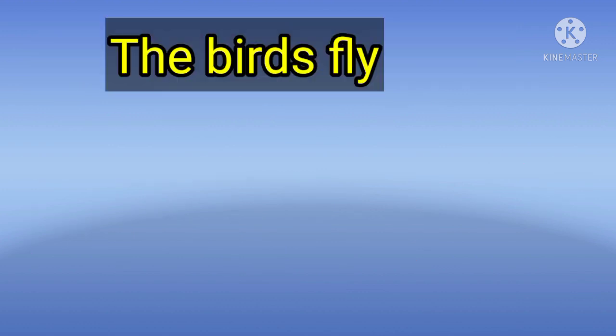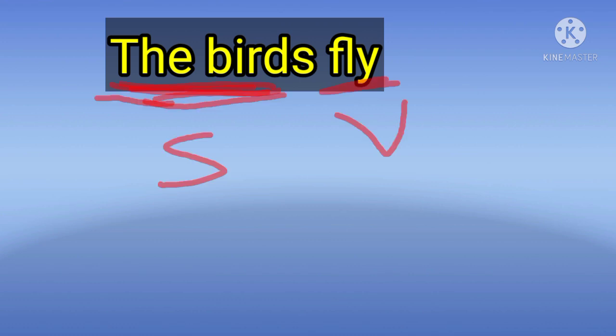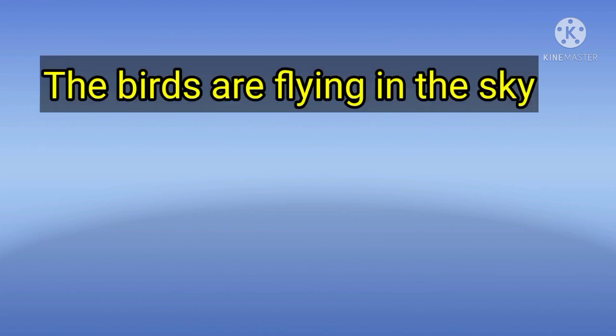Look at the sentence, the birds fly. In this sentence, there are only two clause elements, namely the subject and the verb. The birds is a noun phrase and it is the subject, and fly is the verb in this sentence. Or look at the sentence, the birds are flying in the sky.